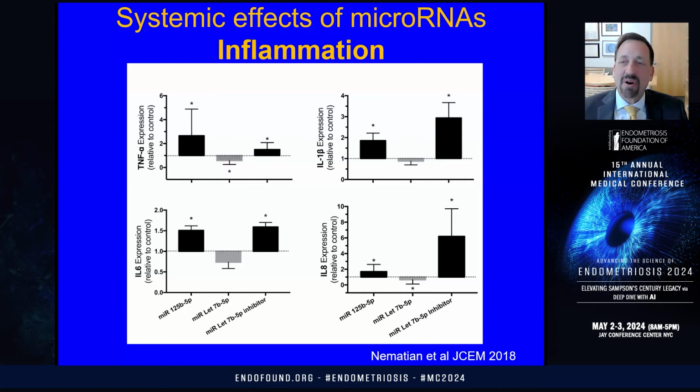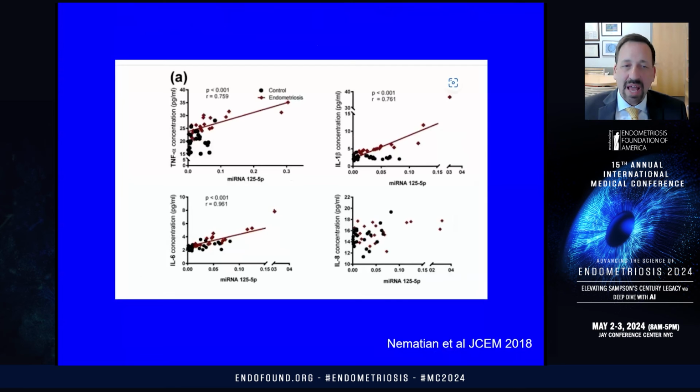These circulating microRNAs are affecting macrophages throughout the body to increase the production of these inflammatory cytokines that have been associated with endometriosis. So these microRNAs are in the circulation. They're going to affect every macrophage throughout the body. And when we correlate the levels of these inflammatory cytokines to the amount of microRNA 125 in the circulation, we can see this is highly correlated in the endometriosis patients, at least for TNF-alpha, IL-1 beta, and IL-6, a very close correlation between microRNA 125 and these inflammatory cytokines.